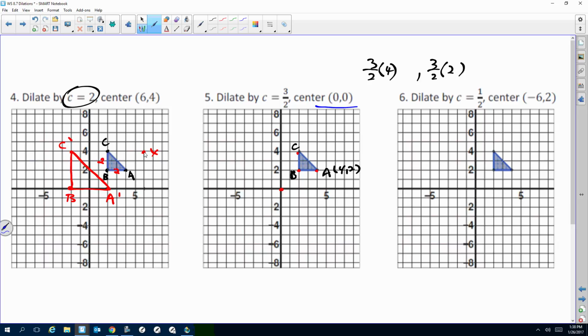So the only ones you really need to focus on that have a little bit more steps is when the center is not 0. Yeah, so you could, if you wanted to, do your slope, but since we know this is going to be 6, 3, then I'm just going to go over 6, up 3, and there's my point. There's A prime. No, not when it's at 0. Yeah.